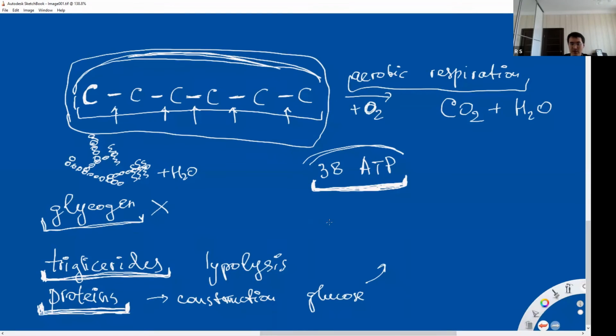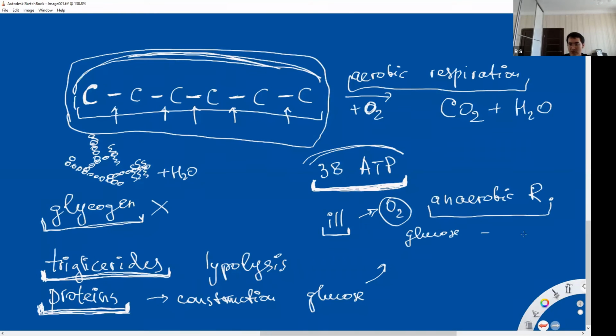And whenever a person is ill, illness usually is a huge problem for an organism that needs a lot of energy, and sometimes we don't have much air or much oxygen to use. That's why we switch from the aerobic respiration to anaerobic respiration. And this is very inefficient because from one glucose, we obtain only 2 ATP molecules.